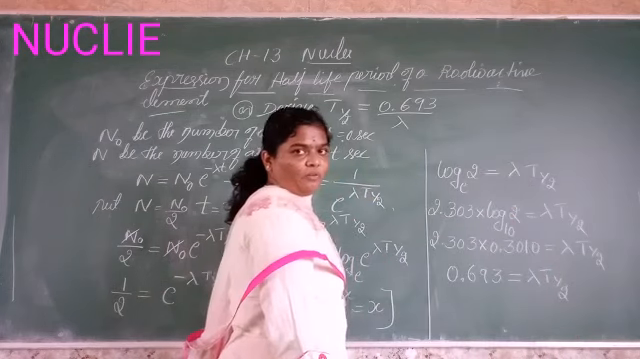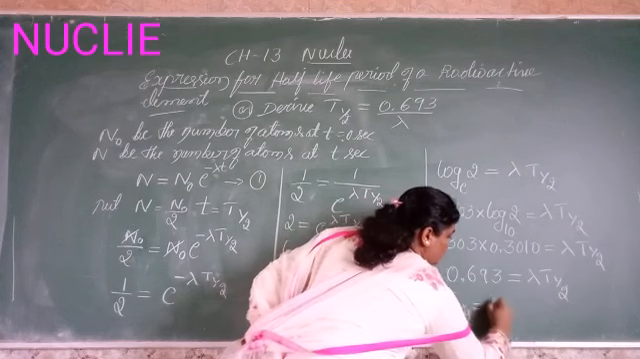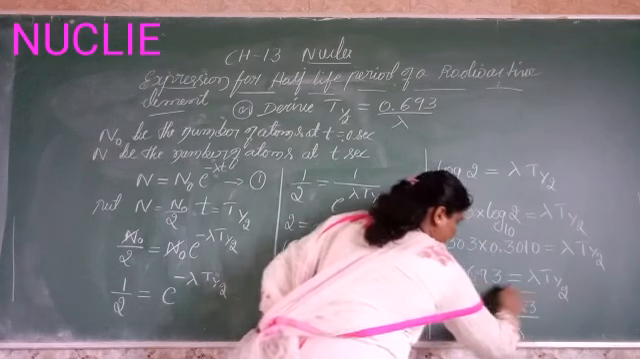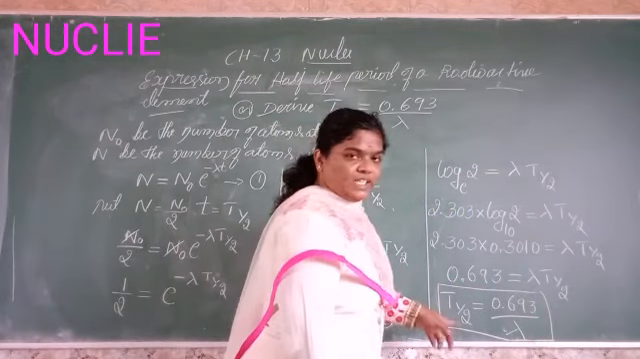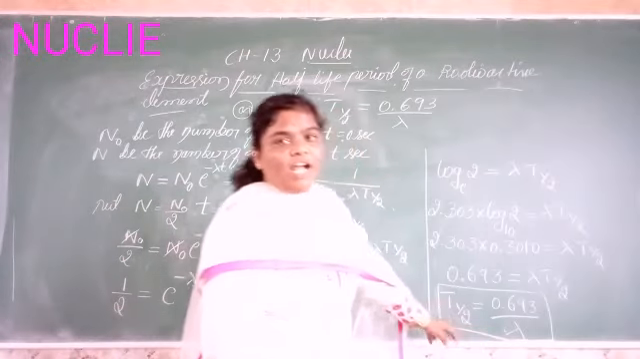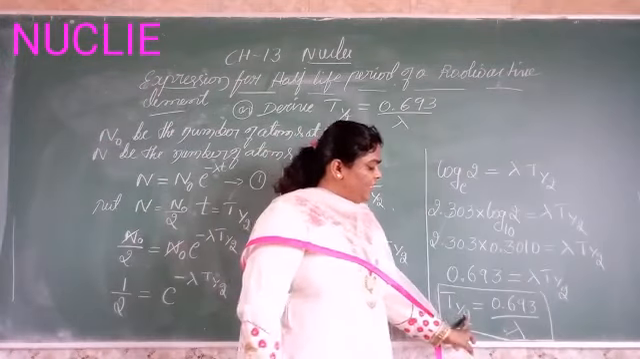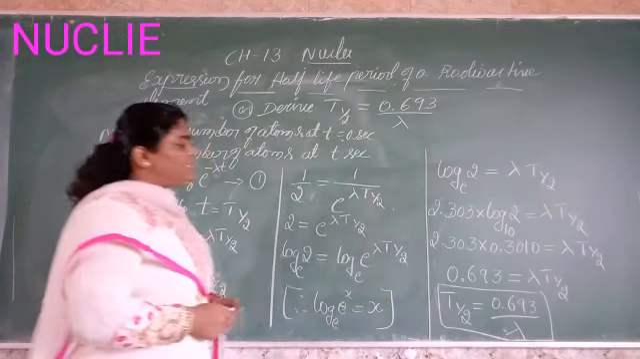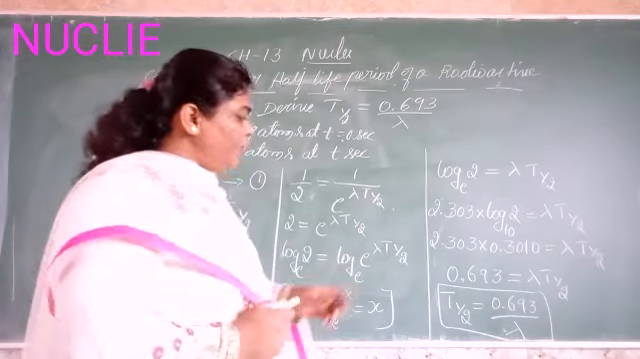What we need is the half-life period. That is, T half is equal to 0.693 divided by lambda, since lambda comes in the denominator. So this is the expression for the half-life period. From the expression you can say that the half-life period of a radioactive sample is inversely proportional to the decay constant. That is T half is equal to 0.693 divided by lambda.